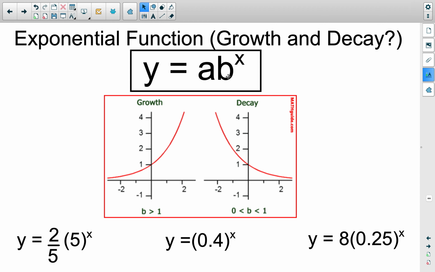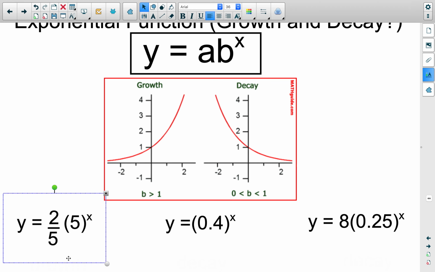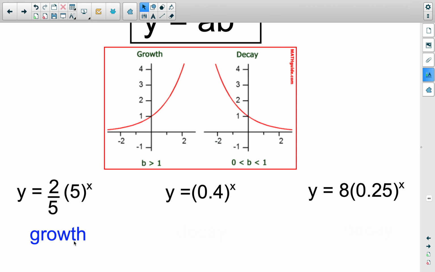If your base, your rate of growth or decay, is in between 0 and 1, so for example 1/2, then it's going to decline over time, so we call that decay. So when you look at a function that actually has numbers in it, we'll focus on this one down here first. Notice the a value is 2/5. That is always going to be your y-intercept. So a is your initial value, and without any shifting or reflecting, that's going to be your y-intercept. And then b, your base here, because it's 5, which is larger than 1, that's going to be a growth situation. So that one is definitely growth.